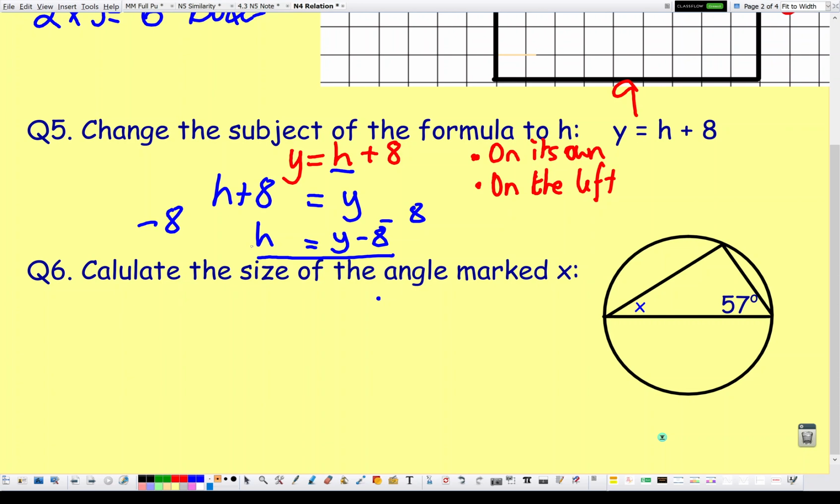Calculate the size of the angle marked X. Now, you may want to draw just a quick circle and a triangle inside it. Now, there was a specific rule for one of the angles in this triangle. It is this one in the corner, which I'm going to put a dot in. That kind of angle is always the same size. Can you write down in the comments, please, what size that angle is?